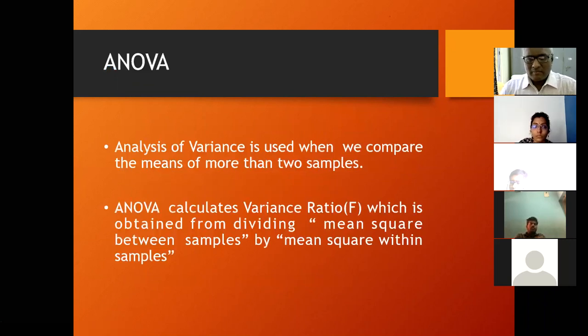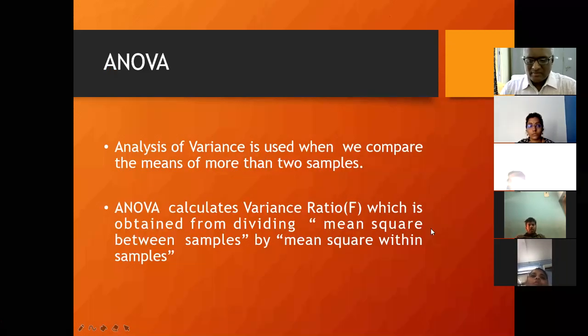You have more than two samples. You want to know the difference in variance between two or more samples. So calculate the ANOVA, which gives the F ratio. F ratio is the mean square between samples and mean square within the samples. It means what is the difference within the sample and what is the difference between the samples. You divide these, you get a ratio, which is called the F ratio. ANOVA can be used when you want to compare the sample means of more than two samples.